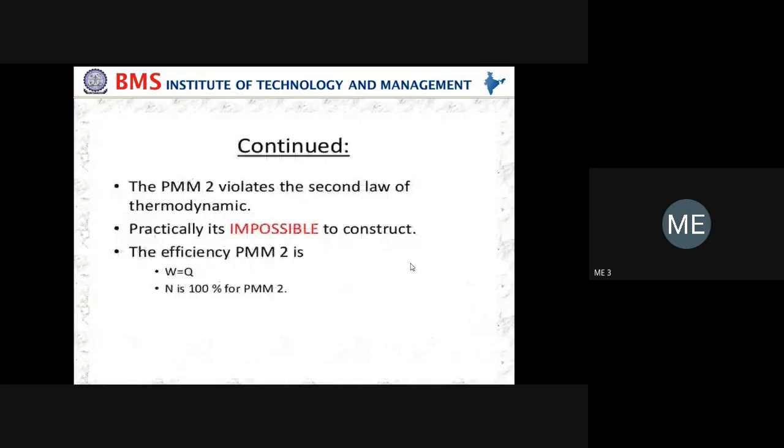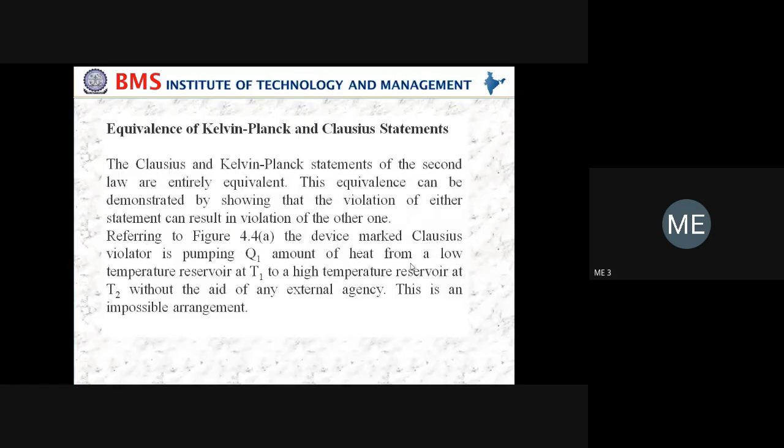Okay. The next concept is we have to prove that both the Kelvin Planck statement and the Clausius statement are equal in nature, and violation of one statement violates the second law. It means that the Kelvin Planck statement violation leads to a Clausius statement violation, and Clausius statement violation leads to a Kelvin Planck statement violation. Both are mutually related.